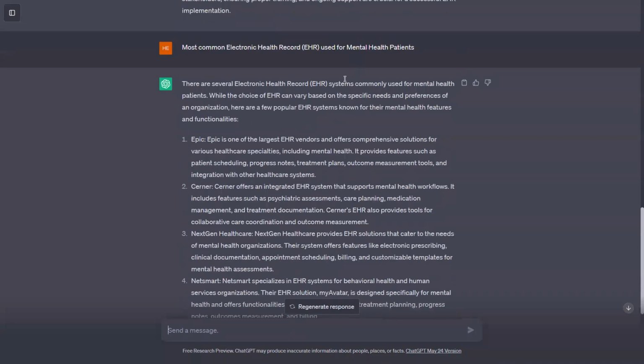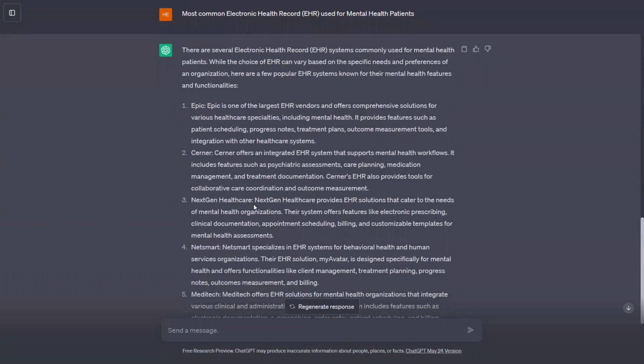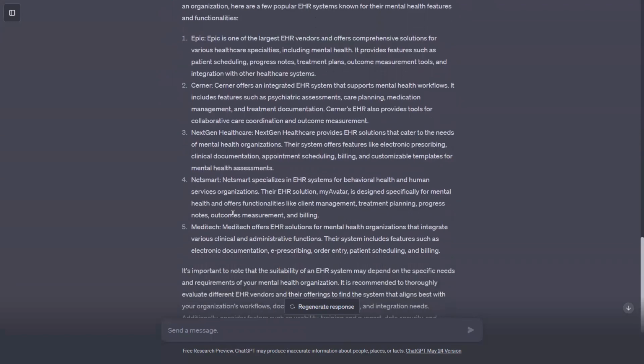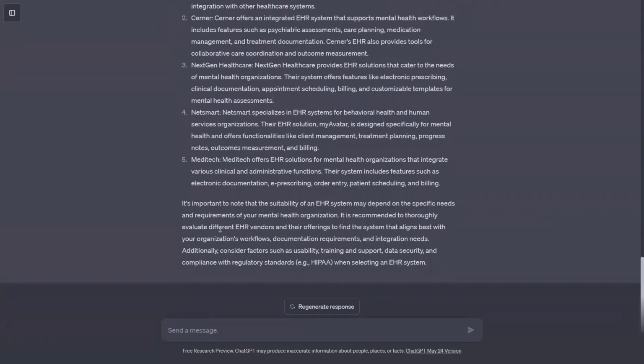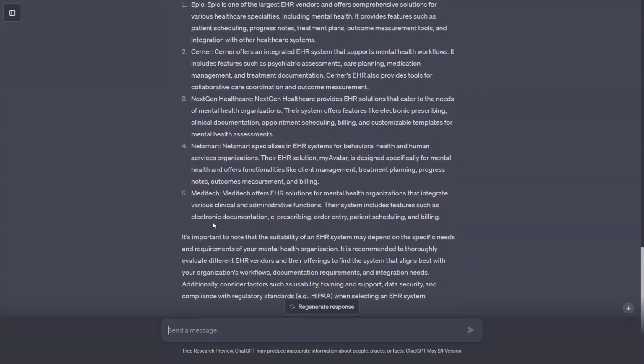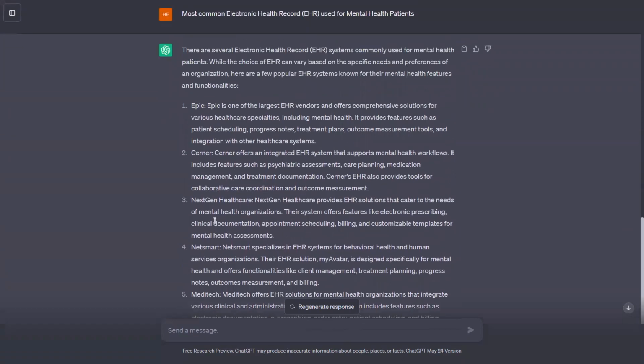It says there are several electronic health record systems commonly used for mental health patients. While the choice of EHR can vary based on specific need and the preference of the organizations, here are a few popular EHR systems known for mental health features. This is Epic. Epic is one of the largest EHR vendors that offers comprehensive solutions for various healthcare specialties. Cerner is another big one. NextGen Healthcare, NetSmart, and Meditech, right? These are some of the most commonly used healthcare electronic health record systems that are used for mental health. They're pretty big, and they also do have a component for mental health.